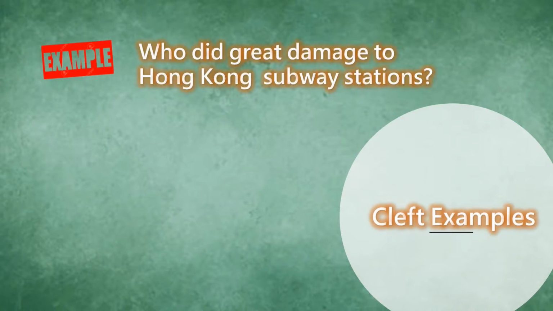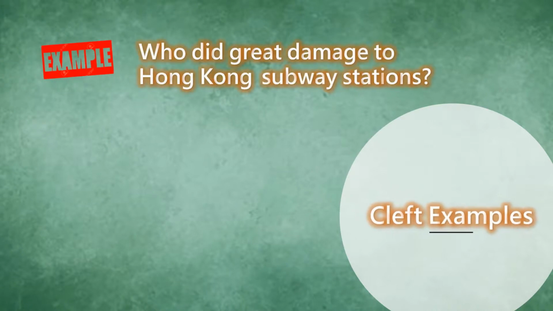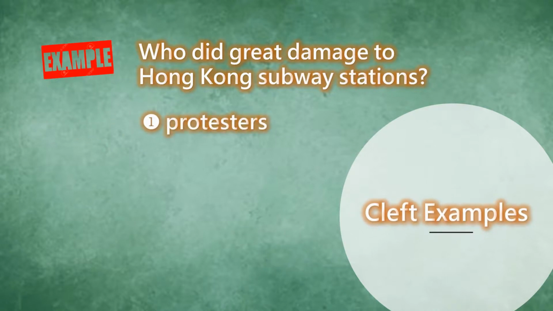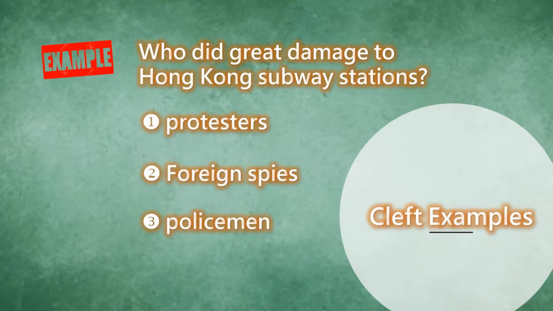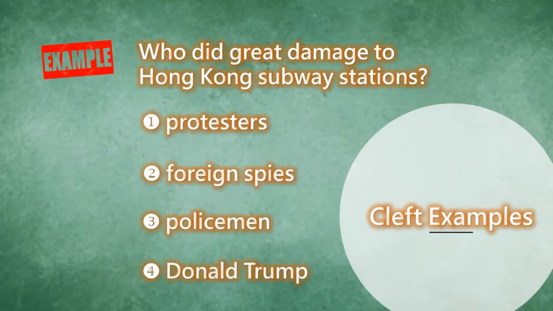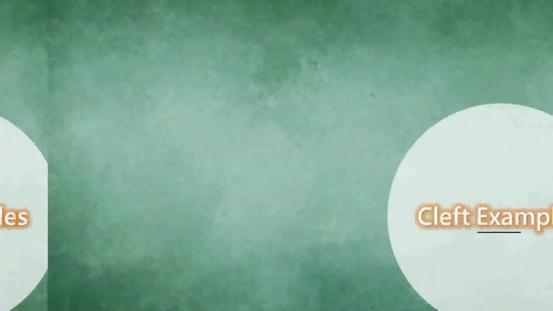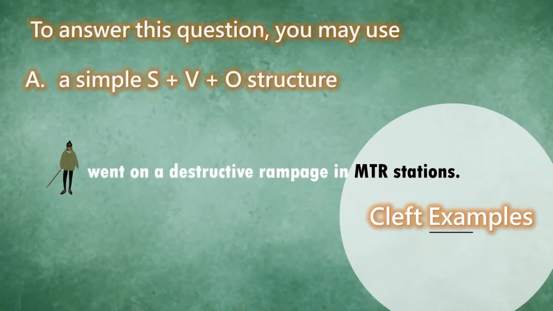Who did extensive damage in subway stations? The answer? Could it be the protesters? Could it be the police? To answer this question, you can use a simple structure: subject, verb, object. If you believe it's the protesters, then you can say, "Protesters vandalized subway cars."